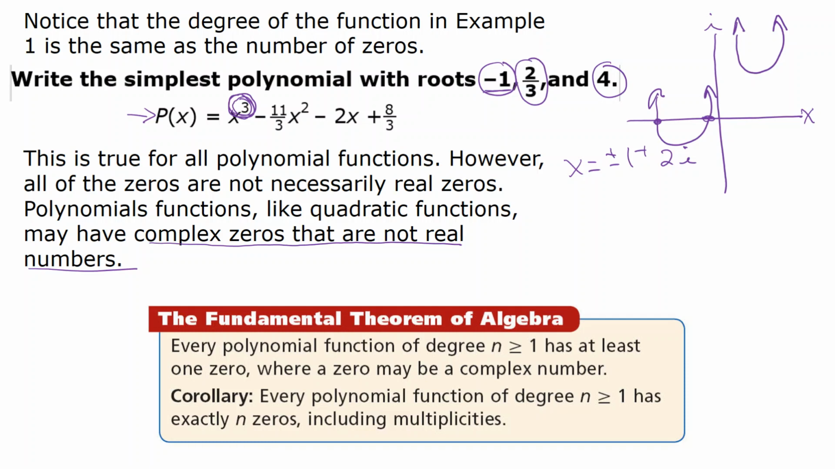So the fundamental theorem of algebra says every polynomial function of a degree greater than 1, so here our degree was 3, has at least one zero, where a zero may be a complex number. So when we work it out, we may not have any whole numbers. It might be a complex number. And then the corollary says that every polynomial function of a degree n, which is greater than 1, again, here we have our exponent, has exactly n zeros, including multiplicity. So if I have an exponent of 3, I'm going to have 3 roots. Now, they might not all be real roots, but I will have 3 roots.